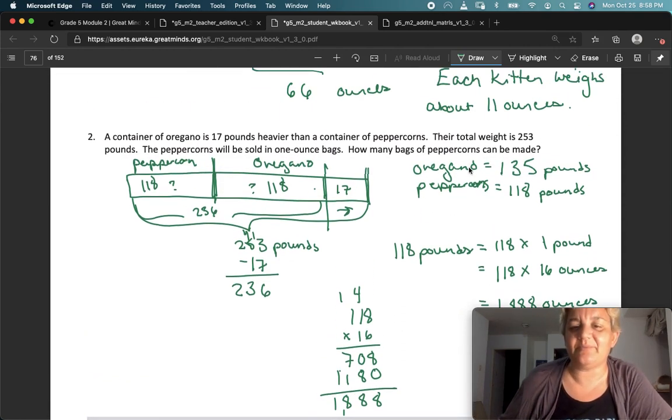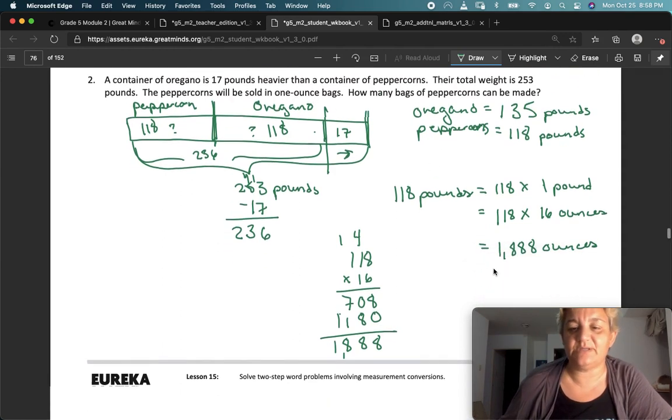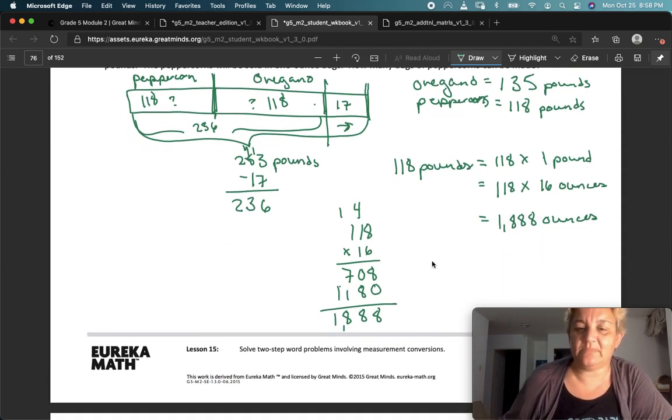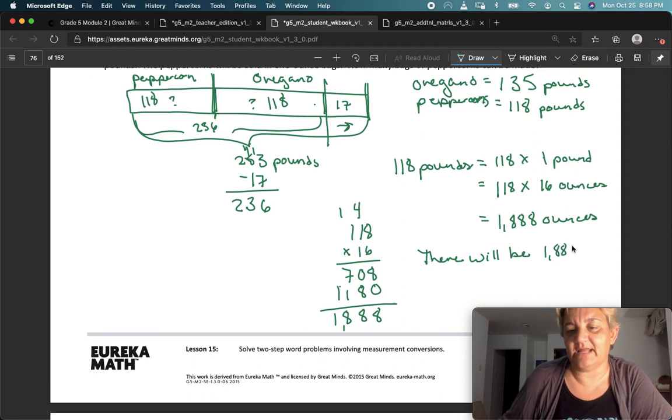How many bags of peppercorns can be made? Well, each bag is 1 ounce. So I can just simply say there will be 1,888 bags of peppercorns.